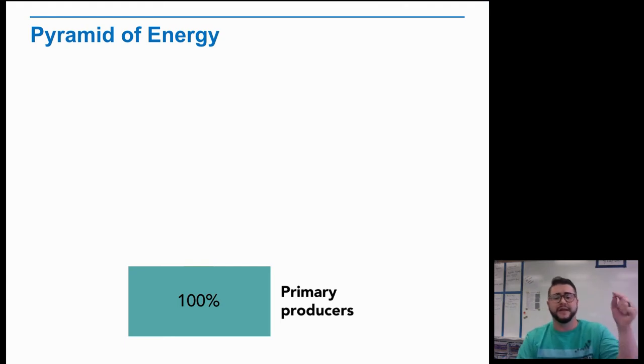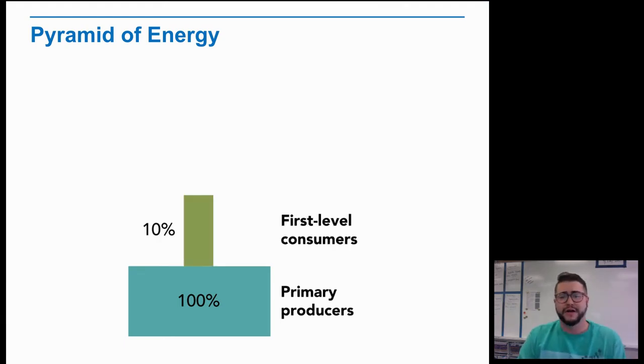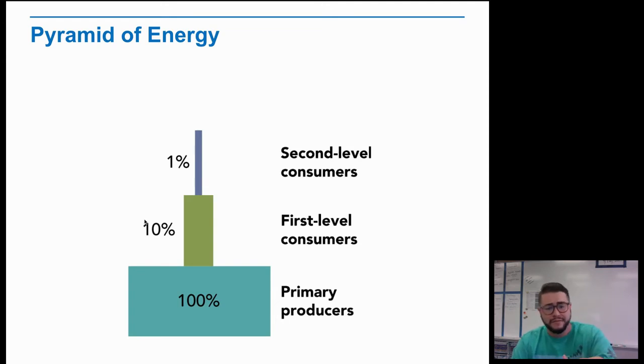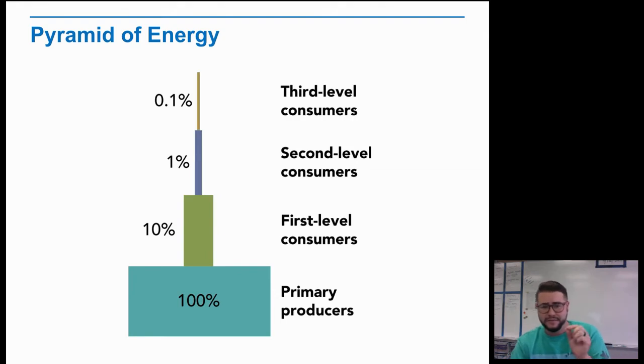And then anything that eats a primary producer is called a first level consumer or a primary consumer. And they can receive up to 10% of the energy that the primary producer made. And then the next level can receive up to 10% of that, which is 1% of the total energy. The next level can receive 10% of that, which is again 0.1% of the total energy that the primary producers made.